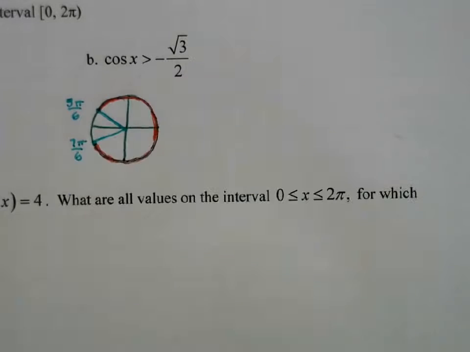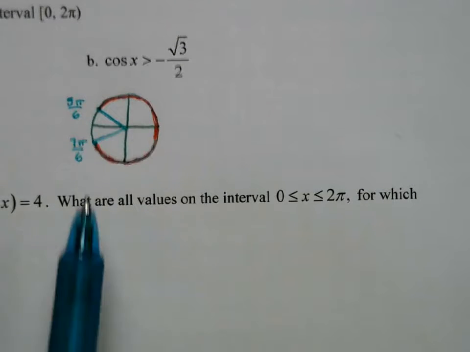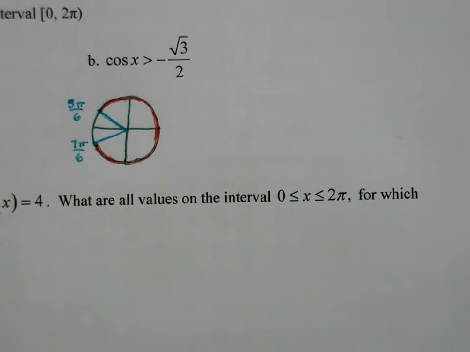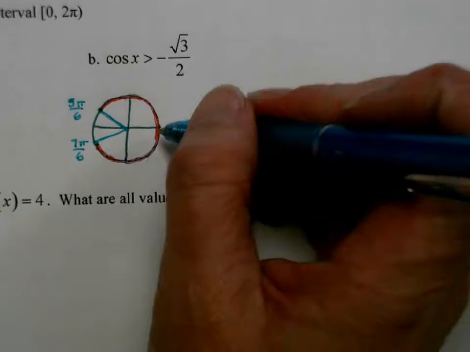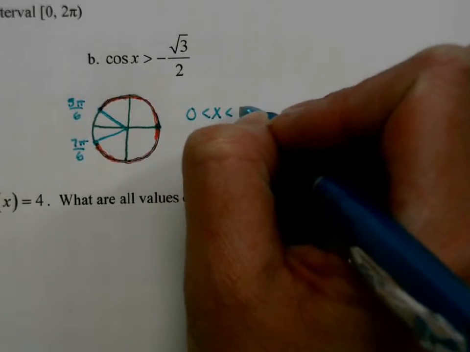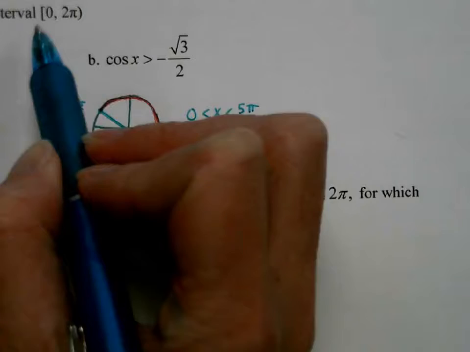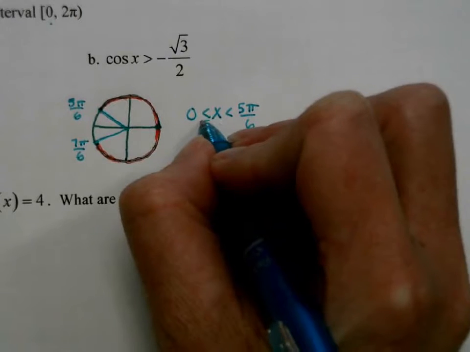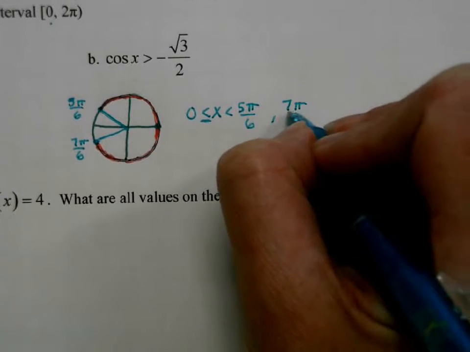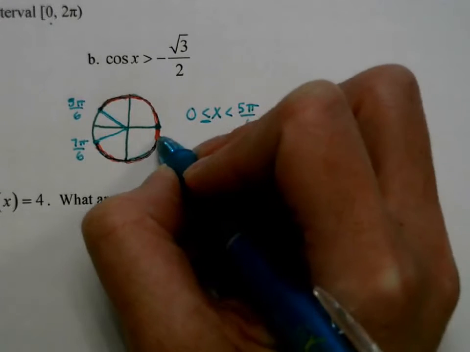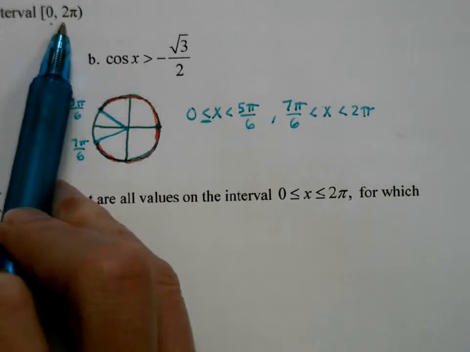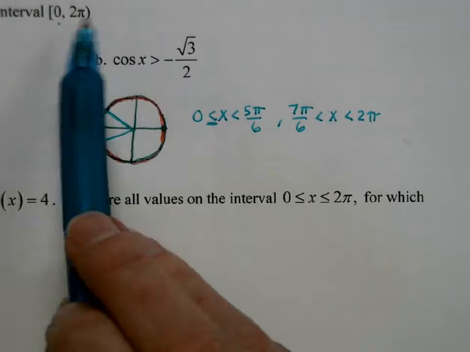But I can't just say from 5π/6 to 7π/6, because that would be this segment here. So how I need to state this, thinking as a number line, is we're going from 0 to 5π/6. 0 is included in my domain, so 0 is going to get included here. Then we're going to jump over this gap and start again at 7π/6, non-inclusive, all the way to the end of the circle, which is at 2π, which we will not be including. If this was inclusive, then we would include it, but it's non-inclusive, so that's our solution.